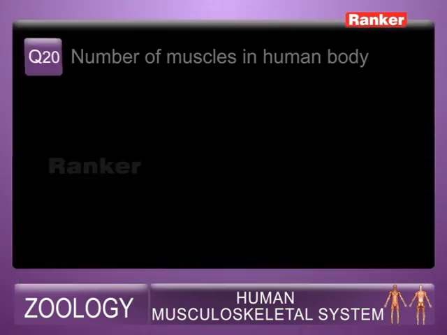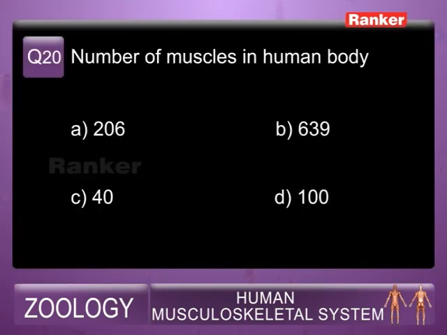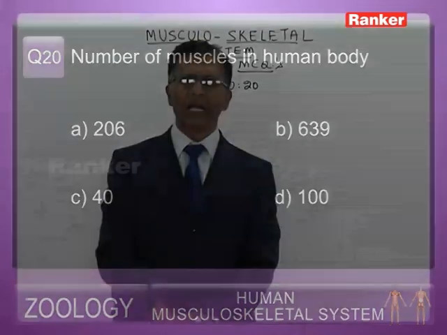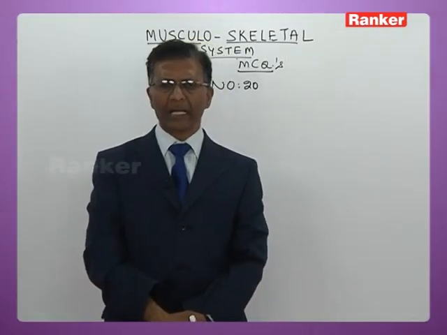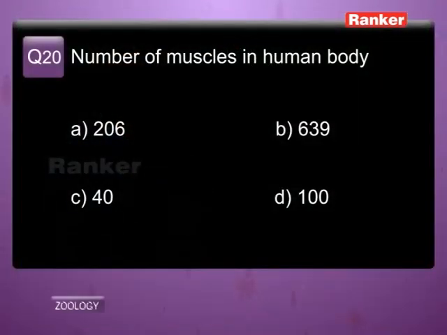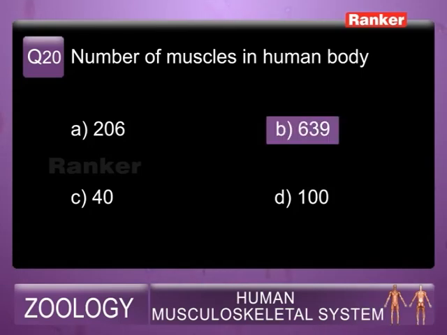20th is here. The number of muscles in the human body: A. 206, B. 639, C. 40 and D. 100. In the human body approximately 639 muscles are present. So the answer is B.